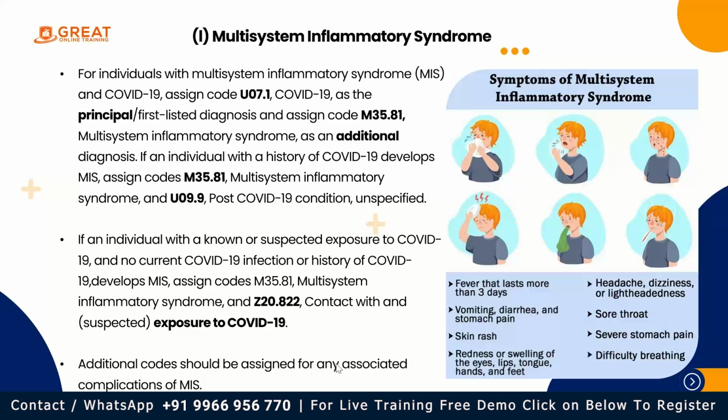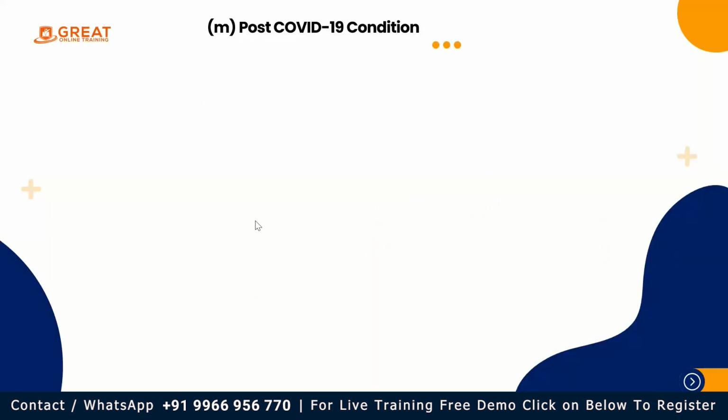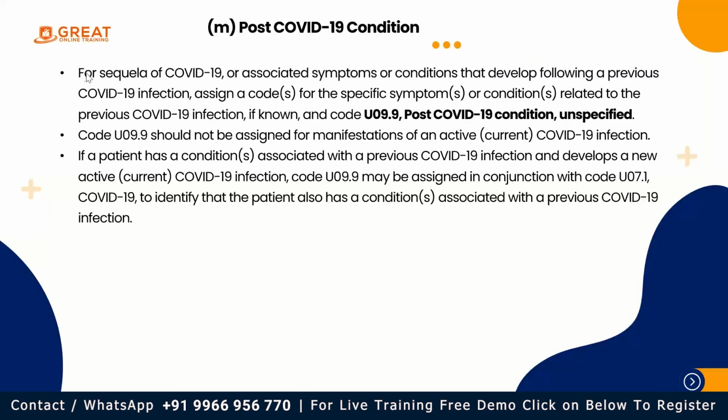Additional code should be assigned for any associated complication of MIS. Next, post-COVID-19 condition. For sequela of COVID-19 or associated symptoms or conditions that develop following a previous COVID-19 infection, assign code for the specific symptom or condition related to the previous COVID-19 infection, if known, and use code U09.9 post-COVID-19 condition unspecified.